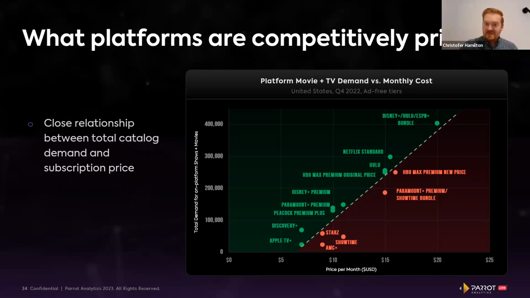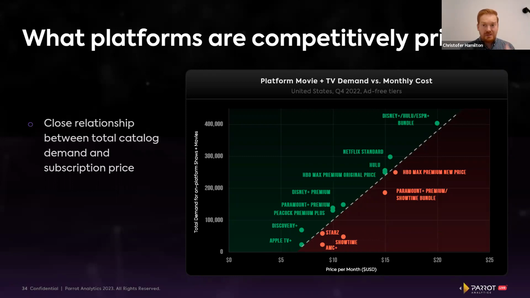And the premise of the chart is so simple. The idea is that the more in-demand content a platform has to offer its subscribers, the more it should be able to charge. And we actually do see a clear relationship between these two things. So you can see these points fitting this line pretty closely.